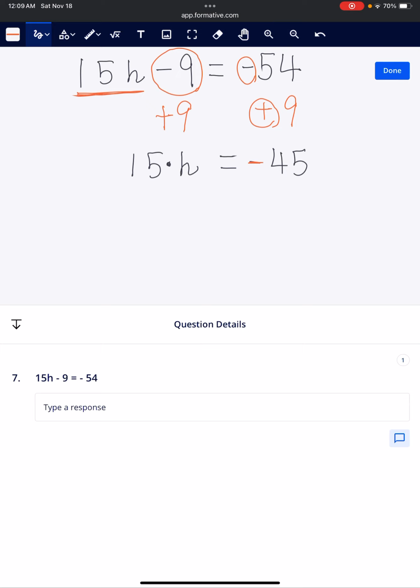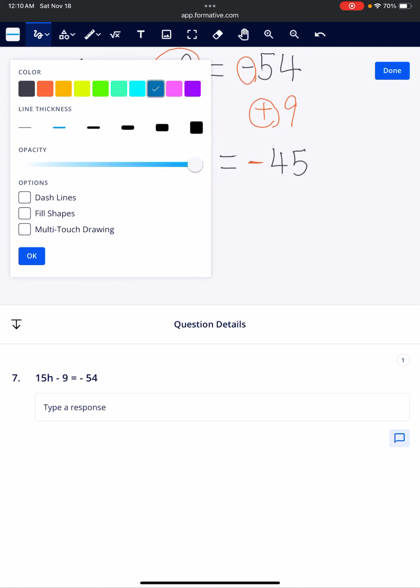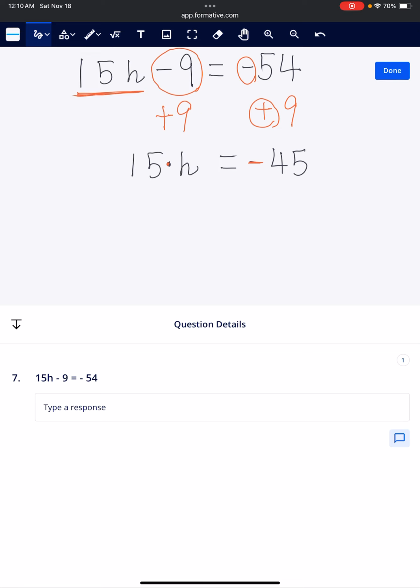Now you're getting rid of coefficient 15. So to get rid of 15, I'm dividing both sides by 15. These two values will be gone. H equals negative 3.